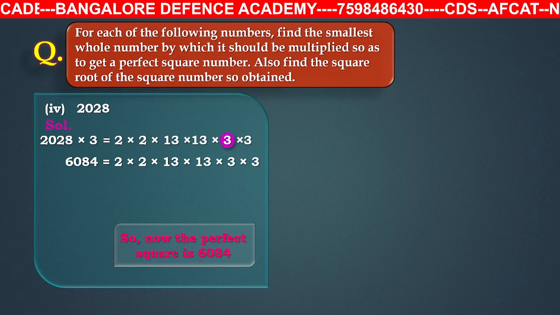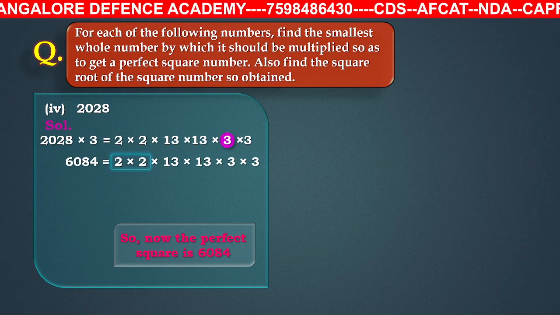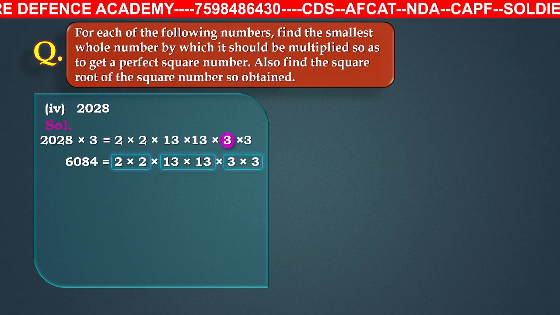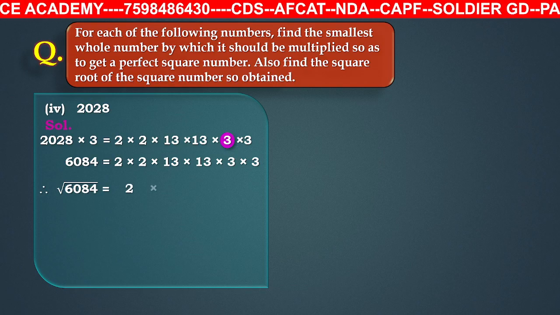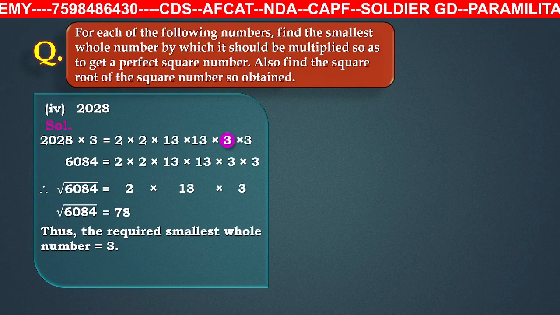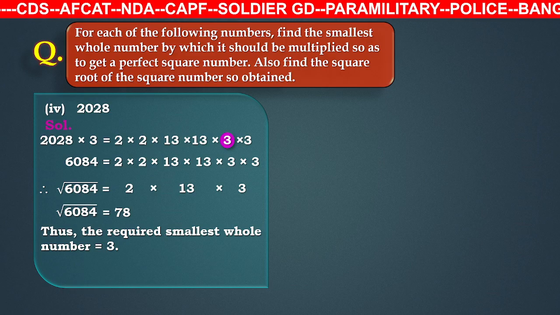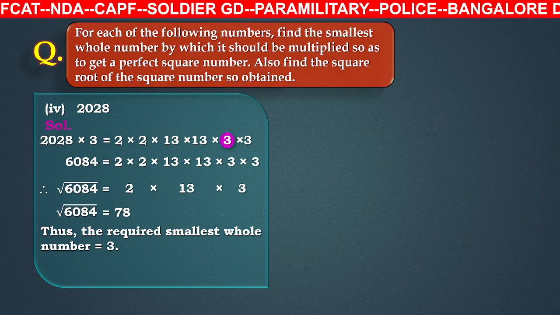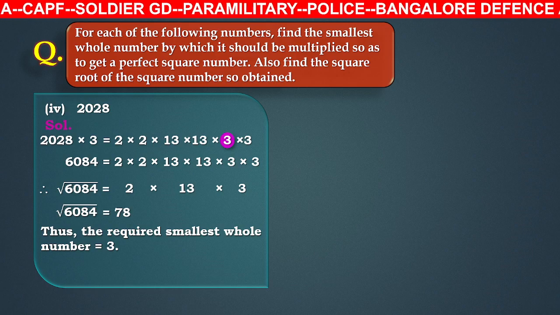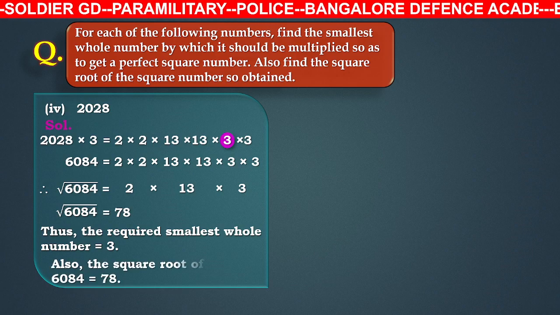Now to find the square root of 6084, I'm going to make it as pairs, and I take each number outside, that is 2 into 13 into 3. So the answer is 78. So the smallest required whole number is 3, which I'm going to multiply to make it a perfect square, and the square root will be 78.